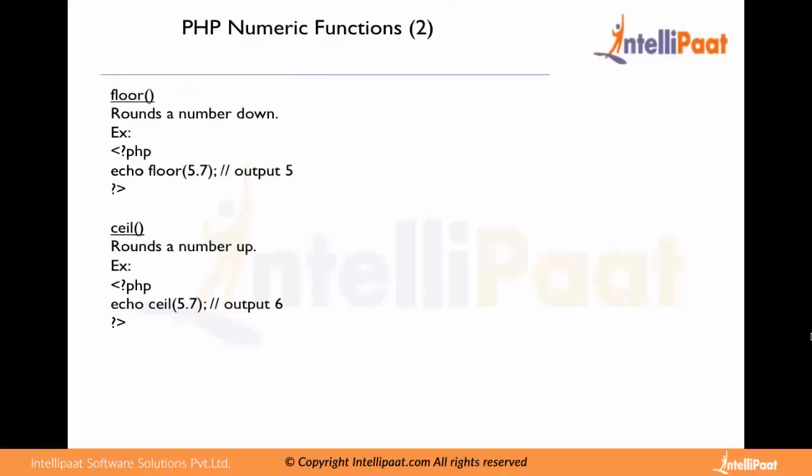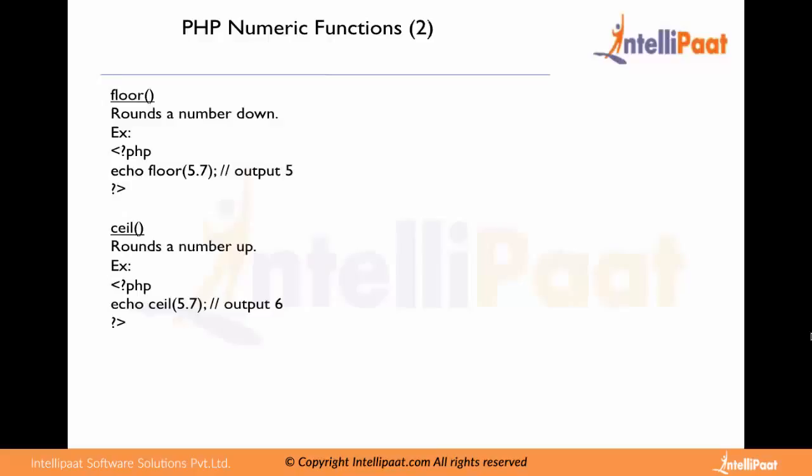So it is showing some random number. Whenever I refresh this page, it will show me some random number. Every time it will generate a unique number. So suppose in your project you want some unique number, then you can use this rand function. It will generate a random number for your program.